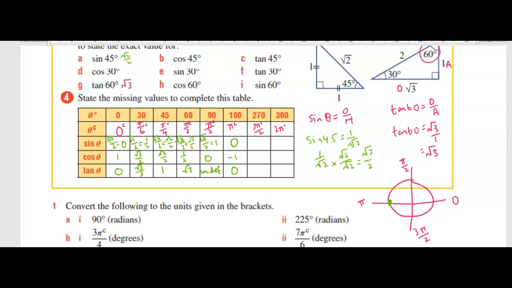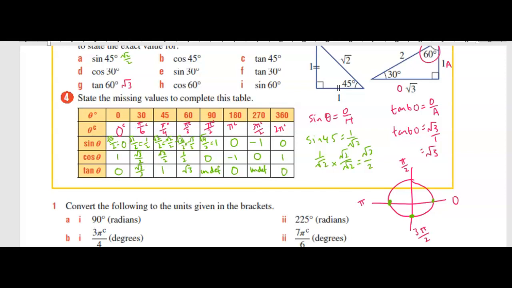All right, 270, we're down here with 3 pi on 2. So when we're here, x is 0, so cos is 0. Sine, being your y, is -1, and -1 over 0 is undefined. And then lastly, 360 is the same as 0, because you're at the same spot, so you can just write that down. So 0, 1, 0.